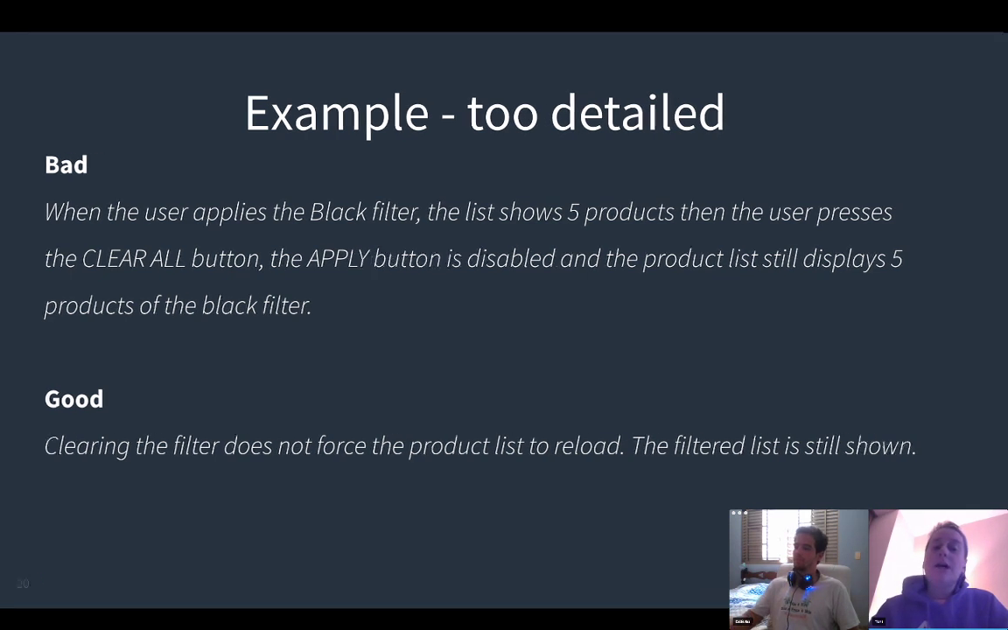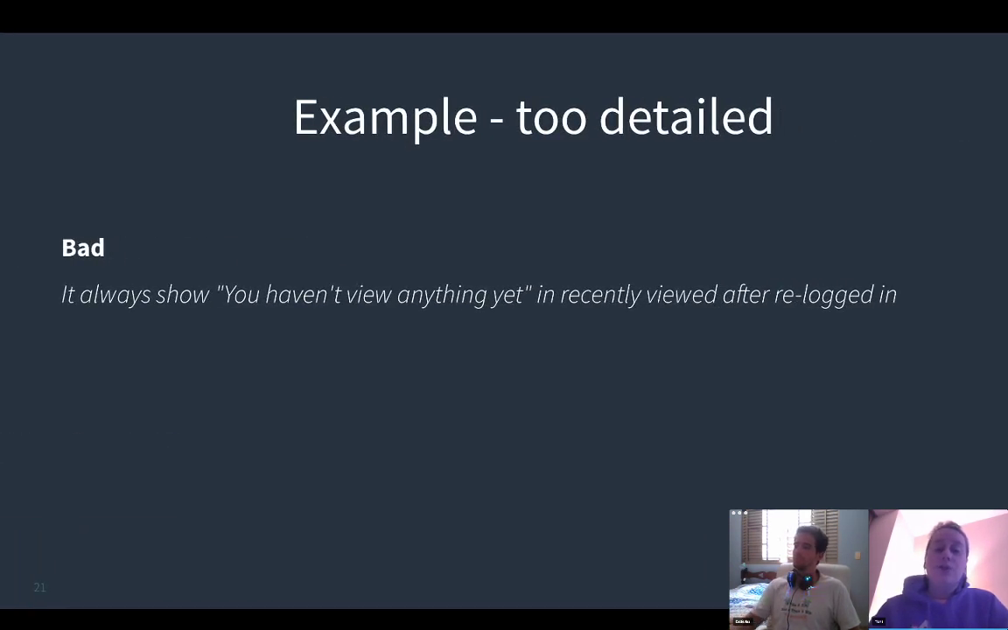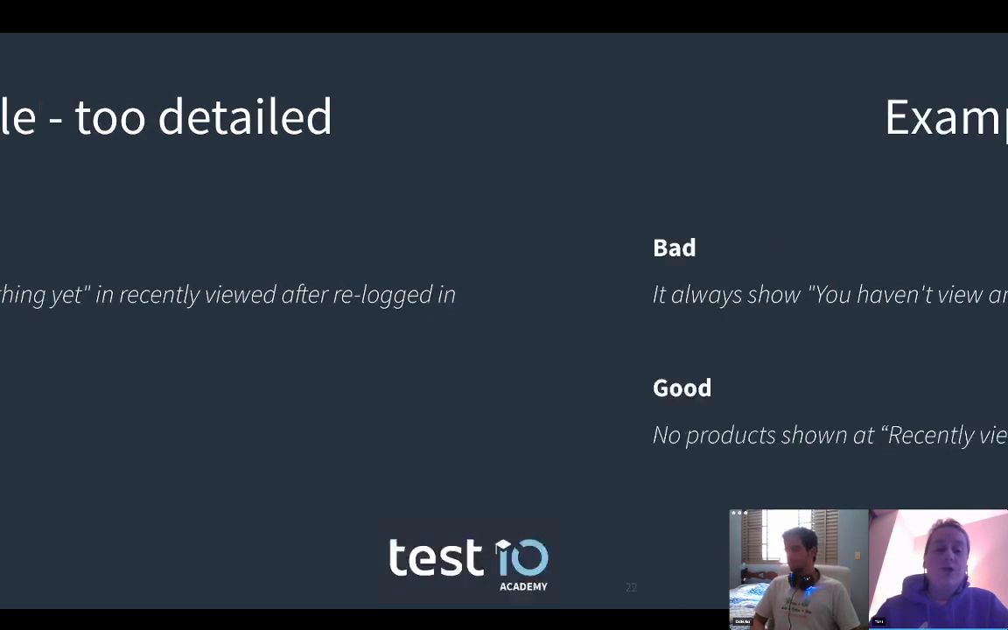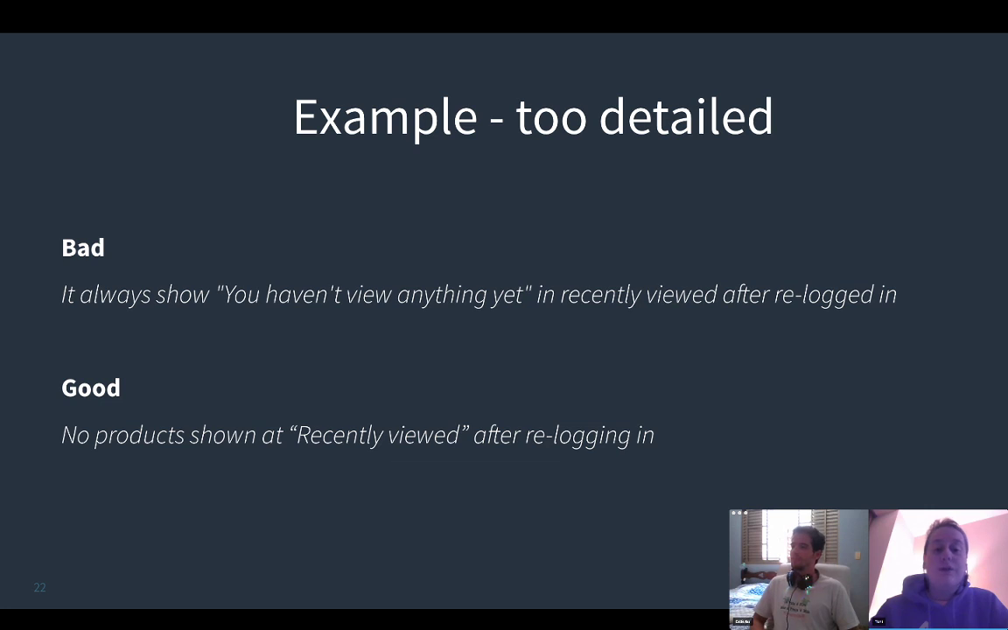In the next example, it is a quite short title. It says it always shows you haven't viewed anything yet in recently viewed after relogging in. So to make it even shorter and even easier to understand, you can just say no product shown at recently viewed after relogging in. Because basically that is the problem.